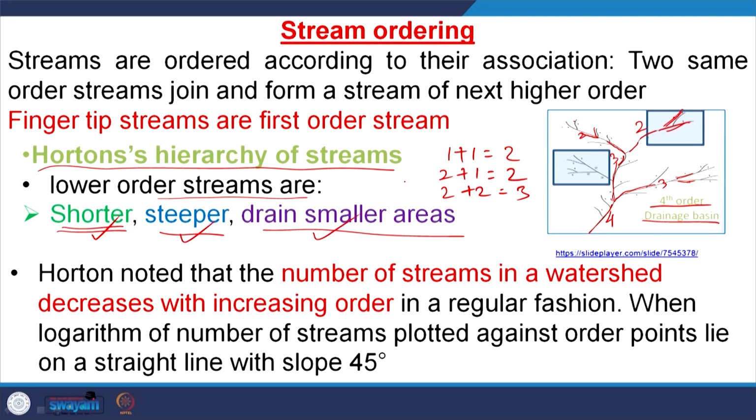Horton noted that the number of streams in a watershed decreases with increasing order. The important observation by Horton is that the number of streams decreases with increasing order. For example, in this drainage basin, see how many first order streams there are, it is more. Second order streams are relatively fewer, third order streams again fewer, and the fourth order stream is only one. So, as we increase the stream order, the stream number decreases in a regular fashion.